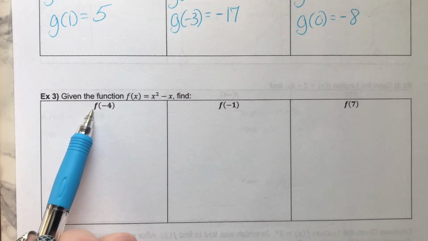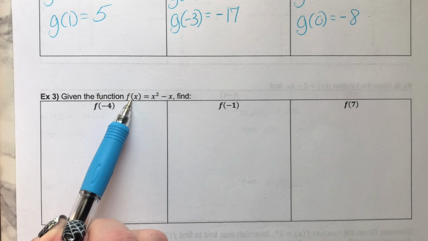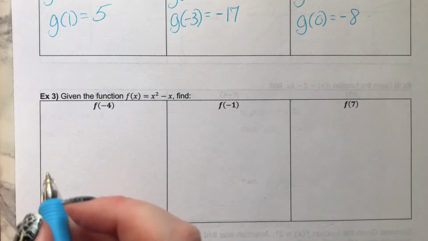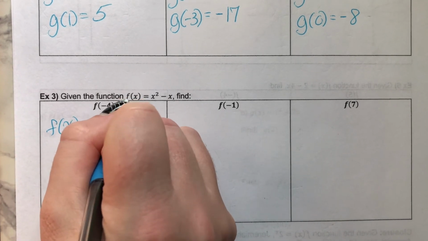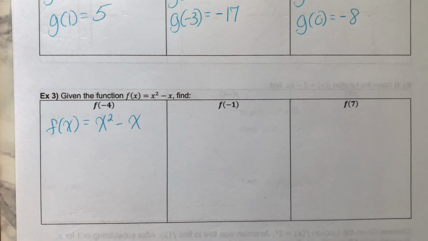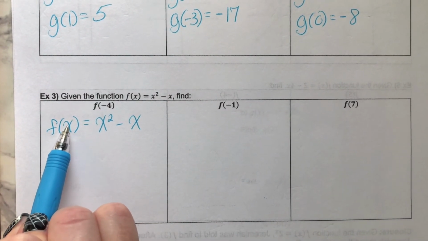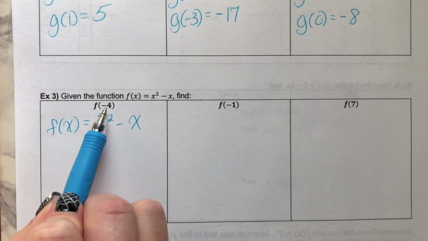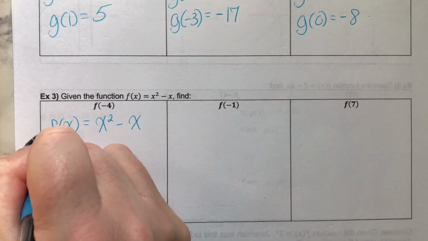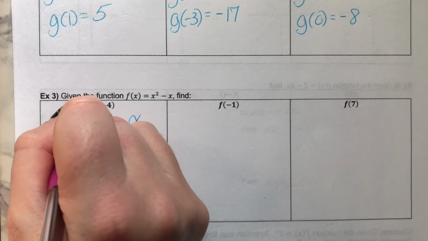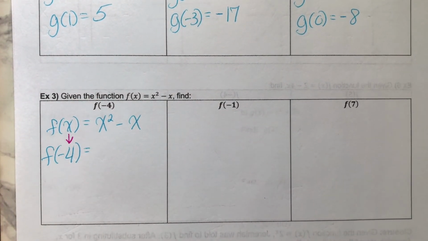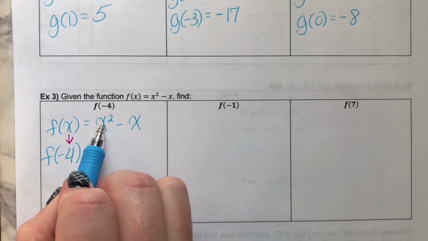Again, I'm using the f function. Here it is. So I'm going to write that down to start. So I know that f of x equals x squared minus x. Again, instead of using the variable x, I'm replacing it with the number negative 4. So here we go, f of negative 4. Again, wherever I see an x, I am replacing it with negative 4. I'm plugging in an x here.